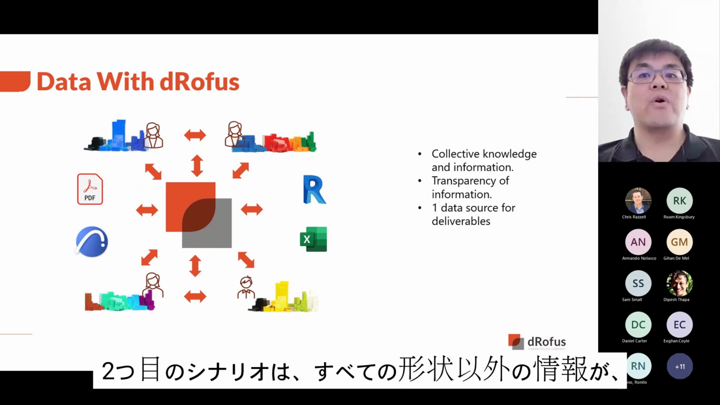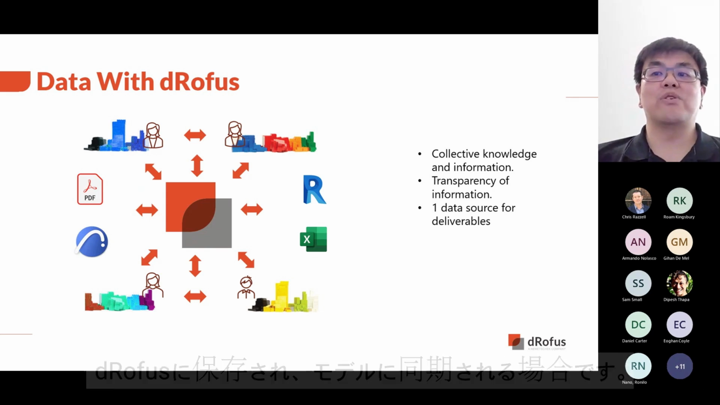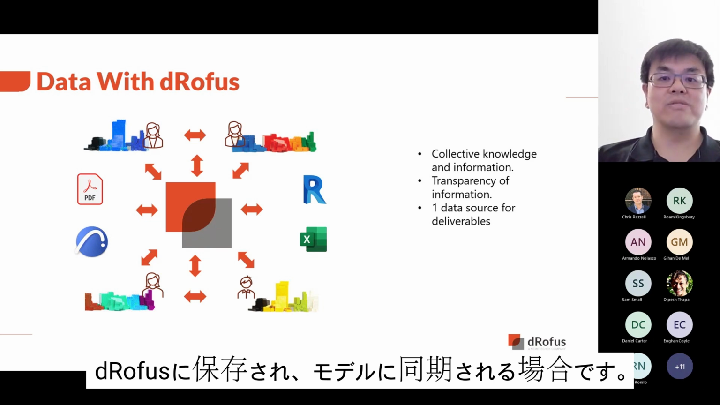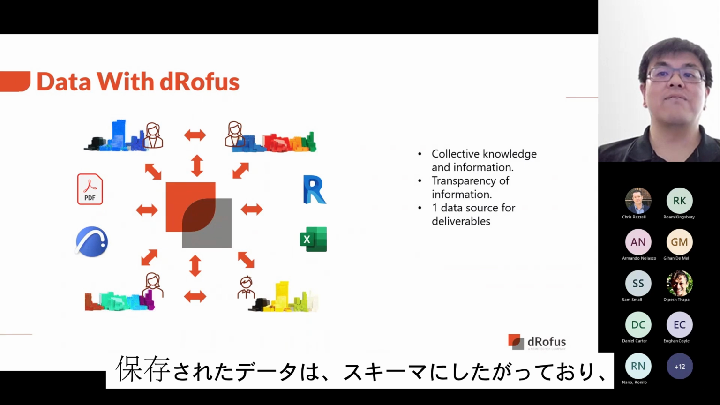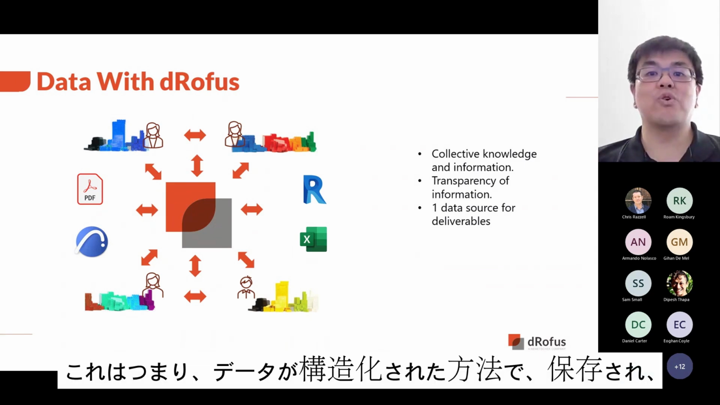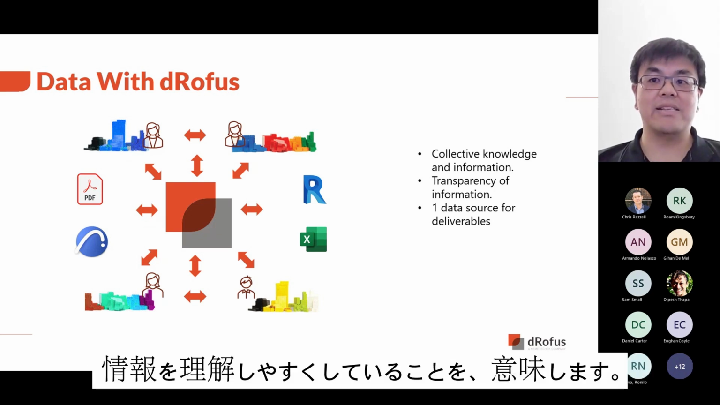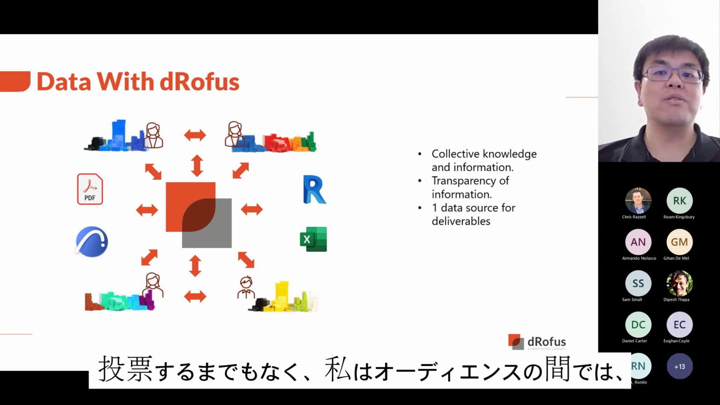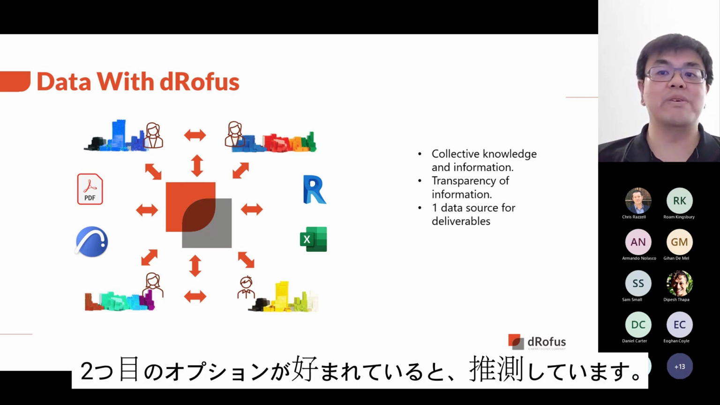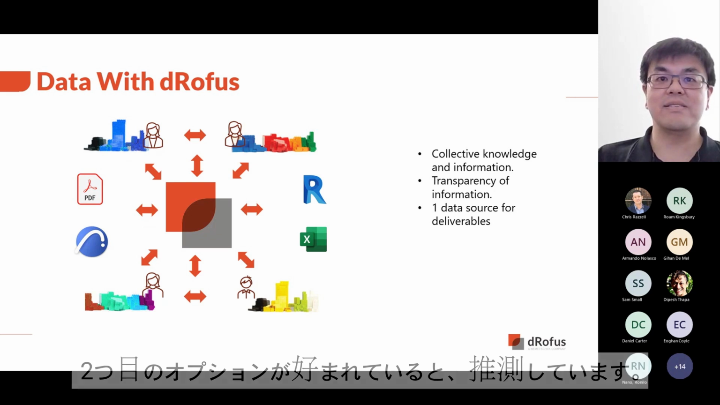The second scenario is where all the non-geometric information is stored in dRofus and synced to the model. The stored data follows a schema, which means that data is stored in a structured manner, making the information easier to understand. Without doing a poll, I presume the second option is preferable amongst the audience.